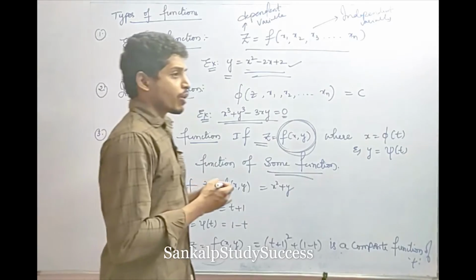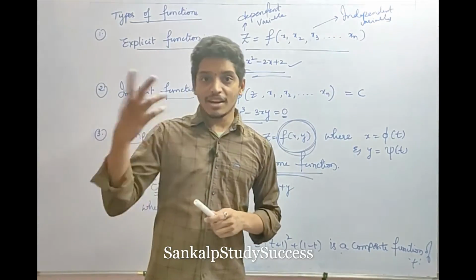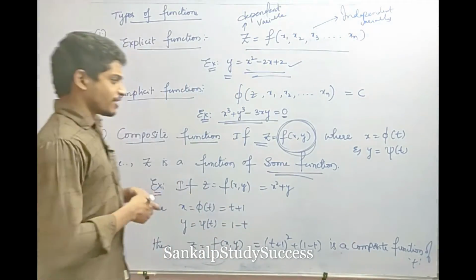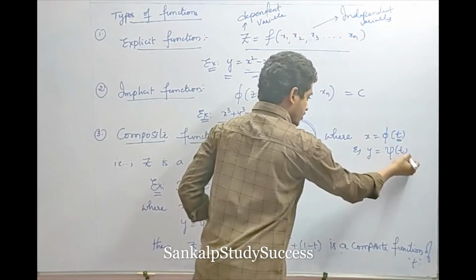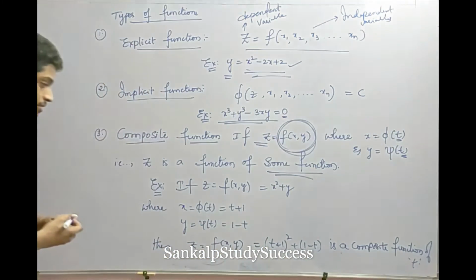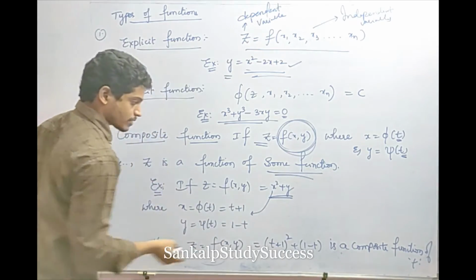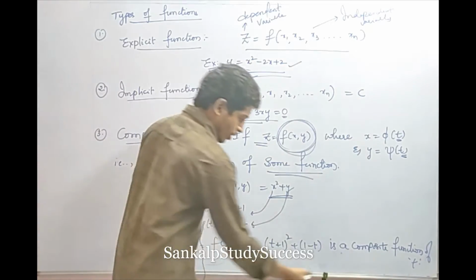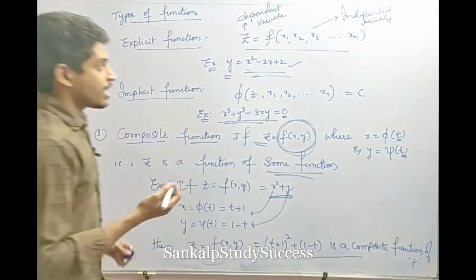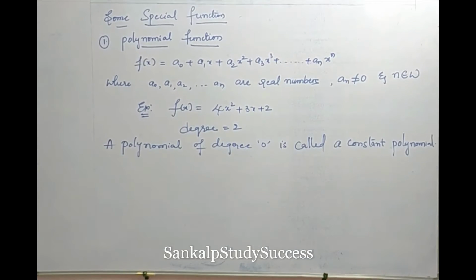Generally, we already saw these functions h circle f, g circle f in our intermediate, right? Those are nothing but composite functions, which are involved with some other functions. A function involved with some other functions. These are nothing but composite functions. For example, if z equals x square plus y, x is nothing but t square plus 1 and y is nothing but 1 minus t. So these formats are called composite functions, friends. Okay, so there are three important types of functions: explicit, implicit and composite. Once you go through these three, okay.